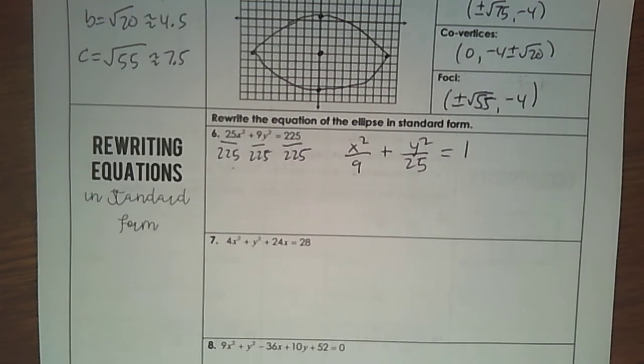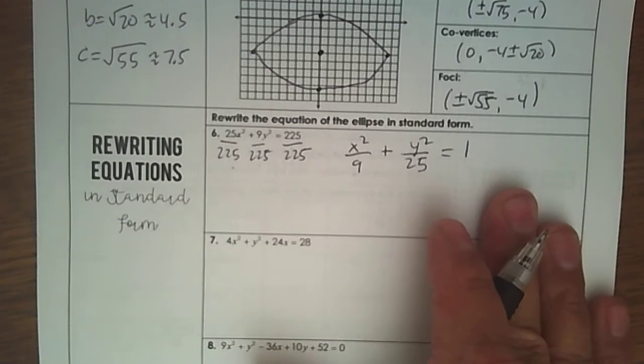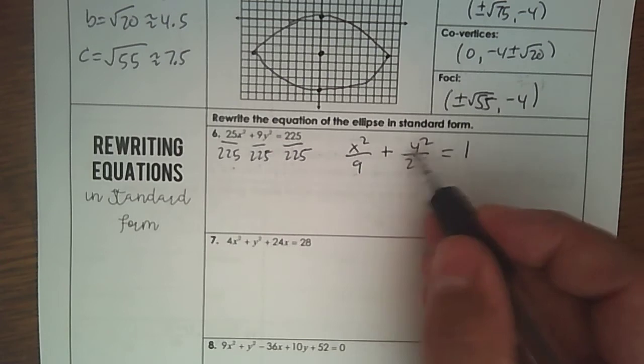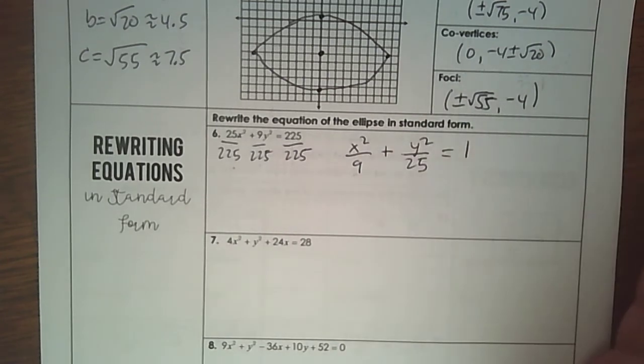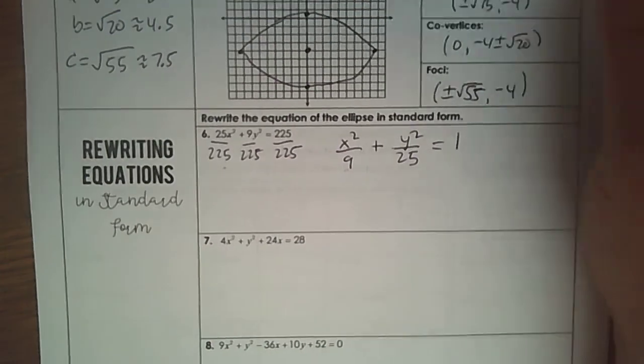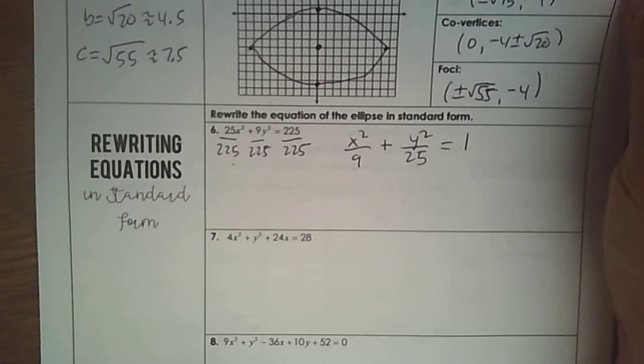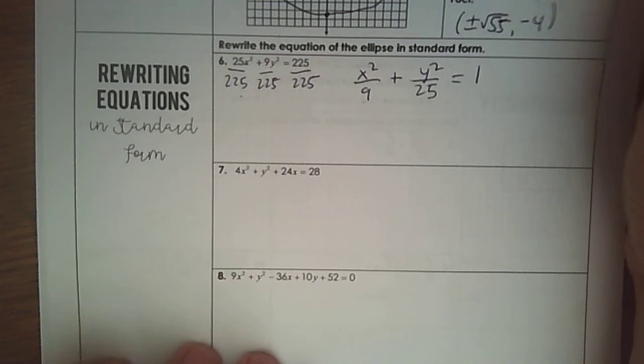And it's equal to 1. When it's equal to 1, you put it in standard form, and the numerators have to be perfect squares. So we don't have a linear term, so x squared and y squared are perfect squares. Number 7. Oh, anything? No, I don't need to find any information. Just write it in standard form.